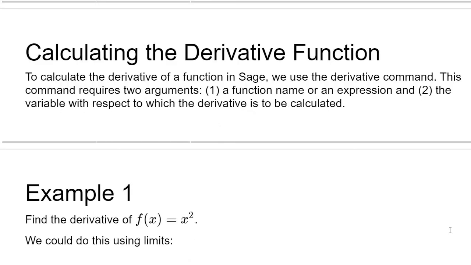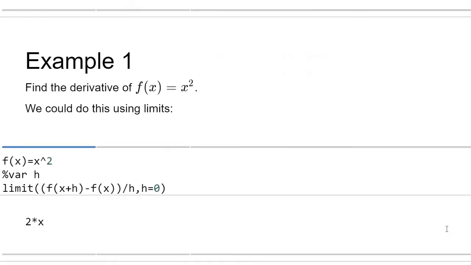To calculate the derivative of a function in Sage, there's a command called derivative. The derivative command takes two arguments: first, the name of the function or an expression for the function, and second, the variable with respect to which the derivative is going to be calculated. Most of the time for us, that's x. Sometimes it's t, especially if we're dealing with time. It could be any variable, but usually we're using x.